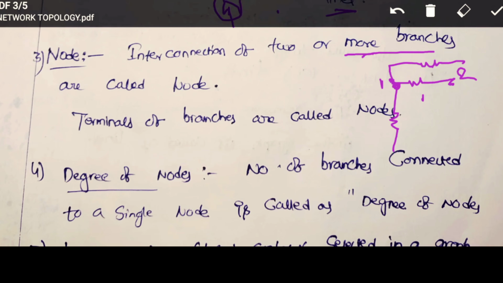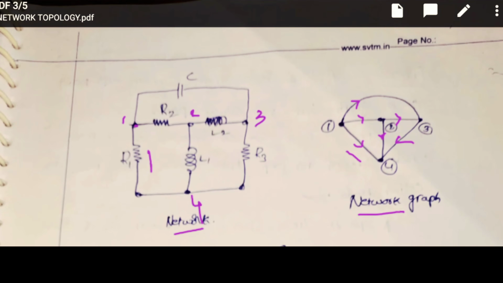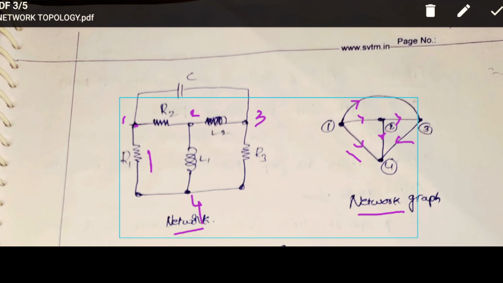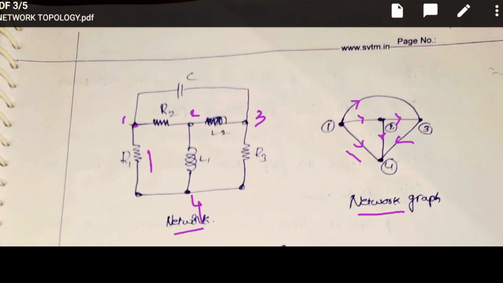What is meant by loop? A loop is a closed contour selected in a graph. We can see this loop. This is one loop. This is one loop. We can see here. This is one loop. A loop is a closed contour selected in a graph.